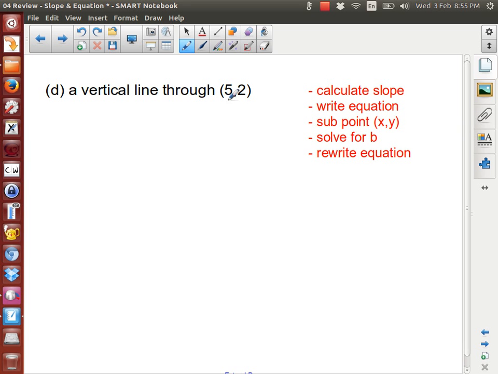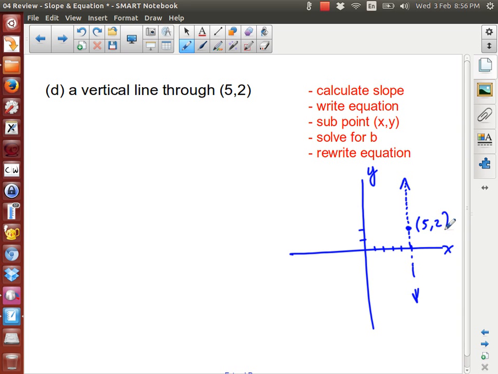A vertical line through 5, 2. Now for this one, maybe to get your head wrapped around it, you might actually even want to start with a little sketch. It goes through the point 5, 2. 1, 2, 3, 4, 5, 1, 2. So it goes through this point. And it's a vertical line. Well, what does that mean for it to be a vertical line? That means it's going to look something like that. So having that sketch in mind, knowing that's the point 5, 2, we're still going to go through this mathematically.